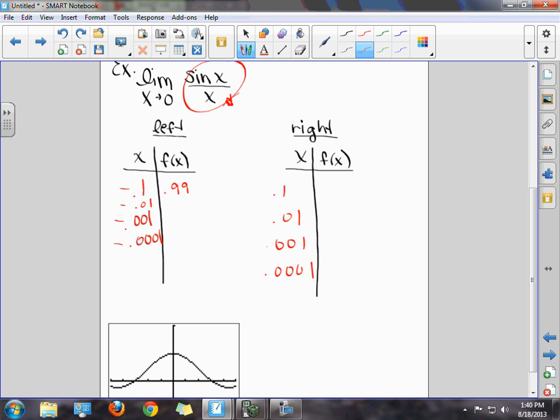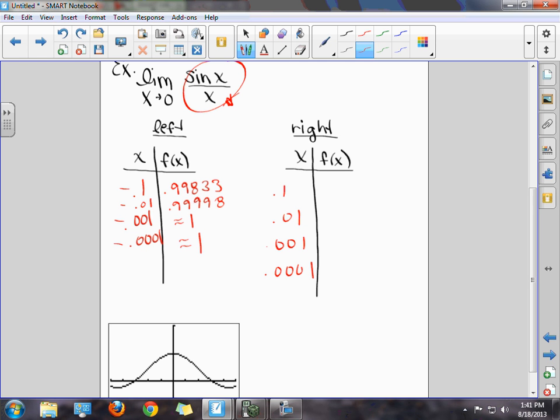I got 0.99833 for negative 0.1. I got 0.99998 for negative 0.01. I think it's kind of obvious as long as it's doing the same thing on the right-hand side, but I'm going to keep going just to make sure. So for negative 0.001, I actually get 1. I'm going to say it's approximately 1, because I think my calculator is cutting off the decimal too much and rounding for me. And then I actually get 1 again. So I'm going to say approximately 1.